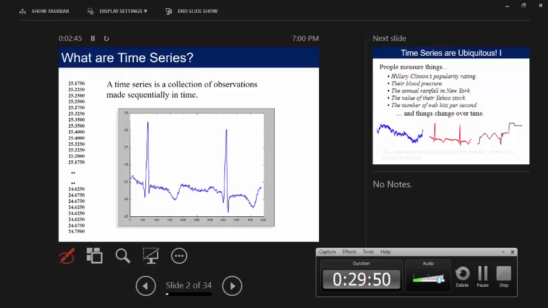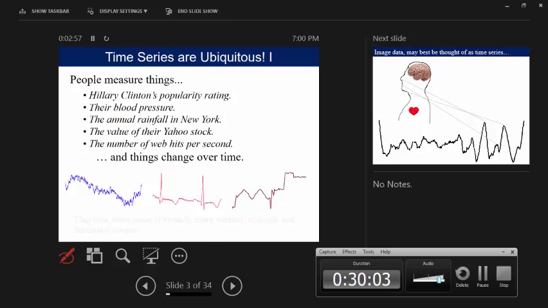Okay, so time series data. Time series data is a collection of observations made sequentially in time. Sequentially in time. For example, Hillary Clinton's popularity rating. It's a time series, right? Similar to Trump, but I skip him.